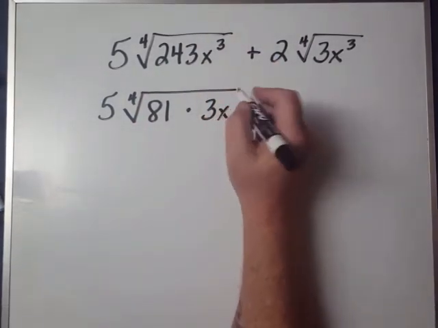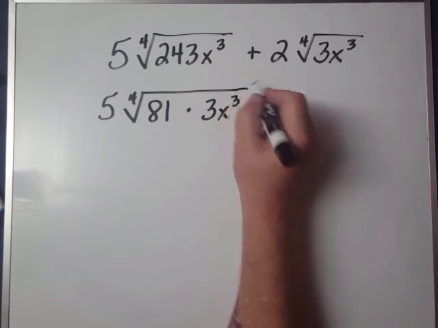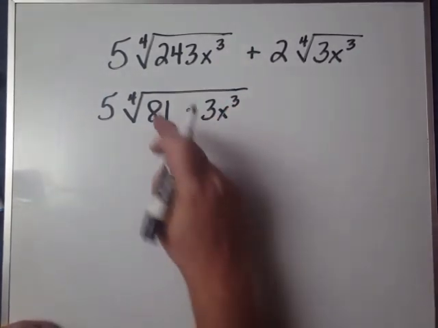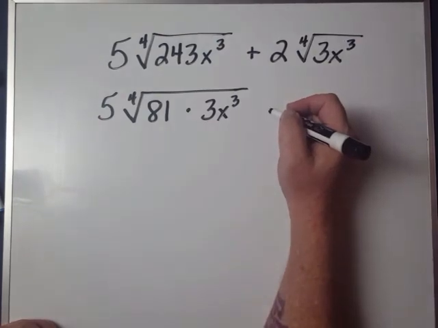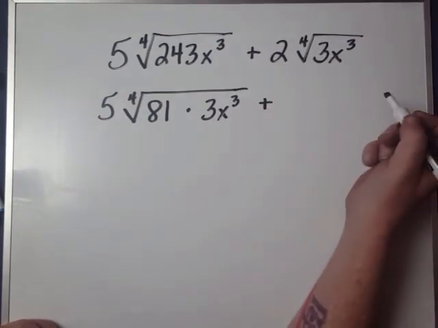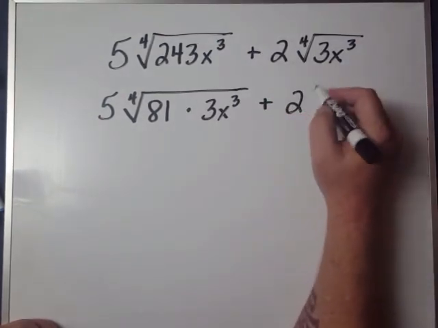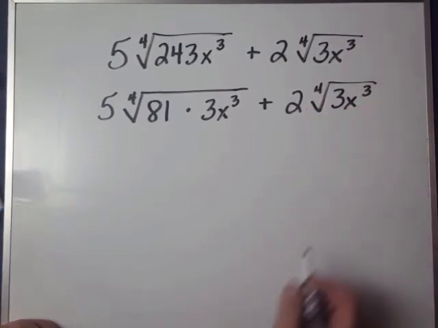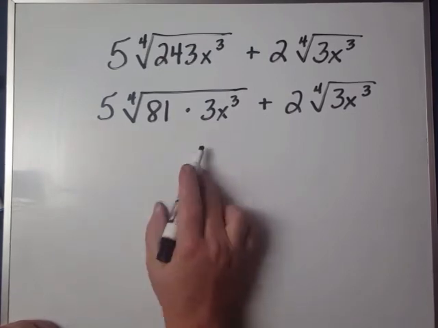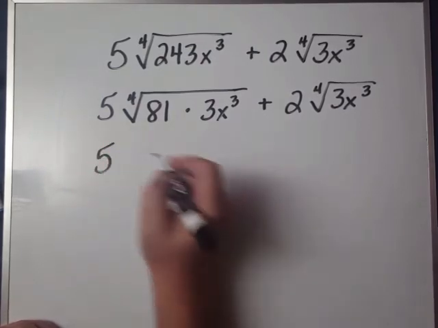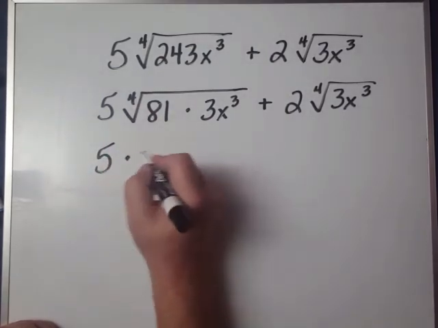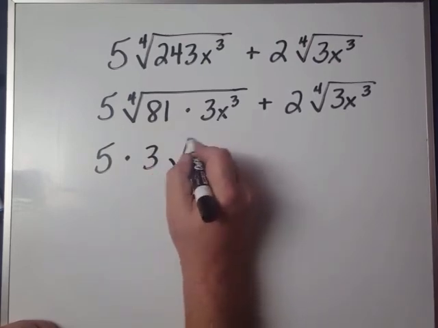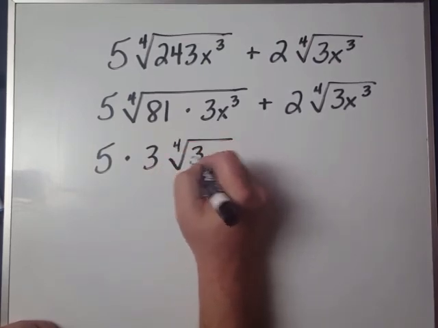X cubed, that power is not big enough to contain any 4th powers. There's nothing I can do with this second term. Back to my first term, we have our floating 5. 4th root of 81 is 3. The rest are stuck inside.